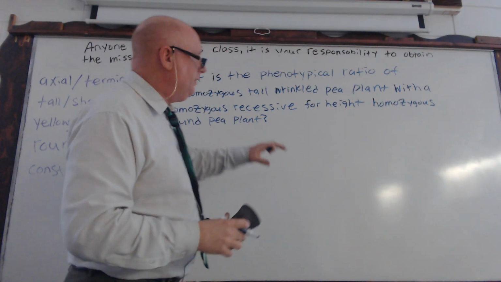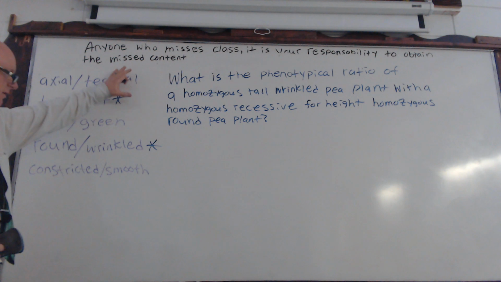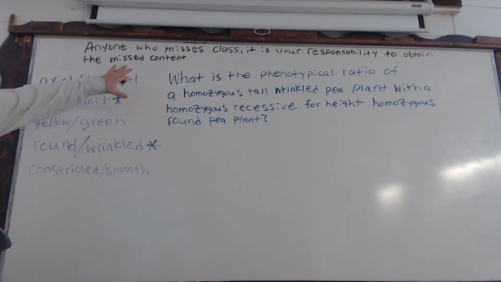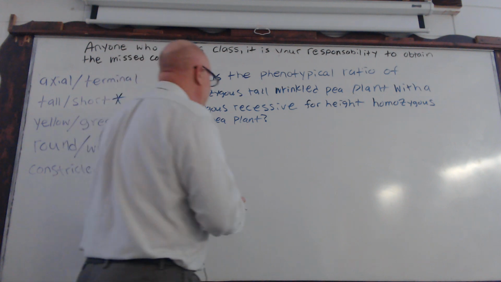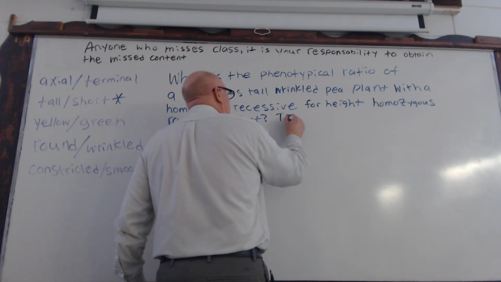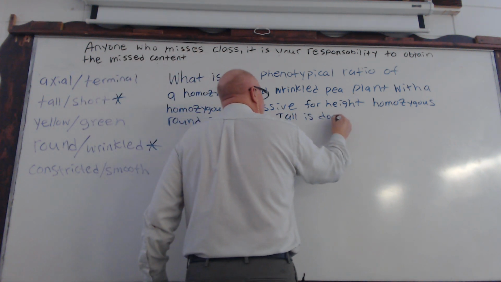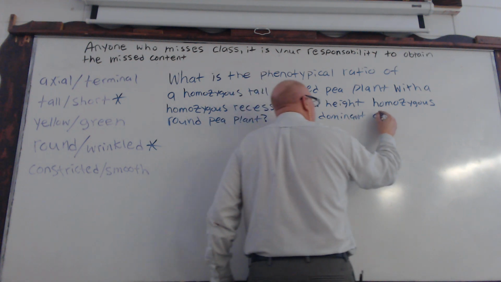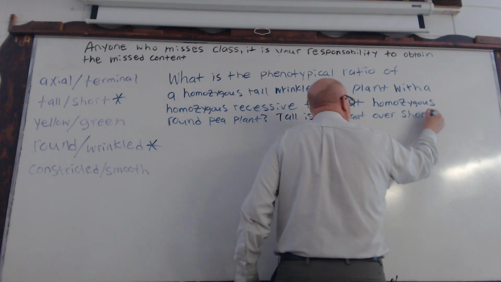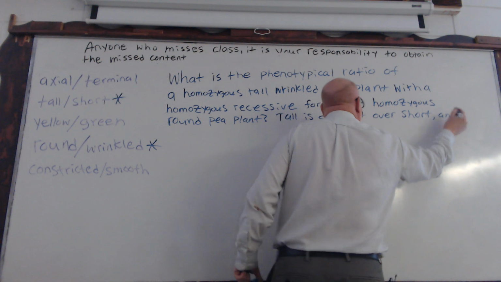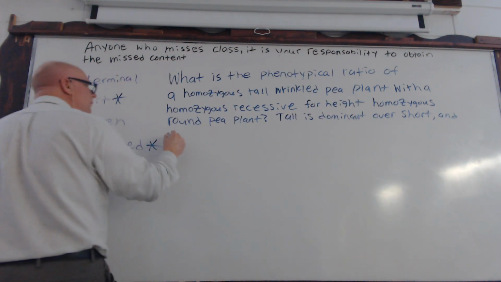So we're starting this dihybrid cross on page 280. These are the traits that we picked. It says, what is the phenotypical ratio of a homozygous tall wrinkled pea plant with a homozygous recessive pea plant that has that for height, and it's a homozygous round pea plant? So what that means then is tall is dominant over short. Okay? And round is dominant over wrinkled.